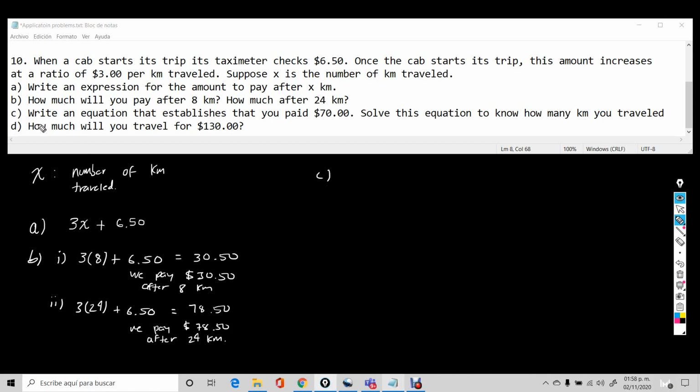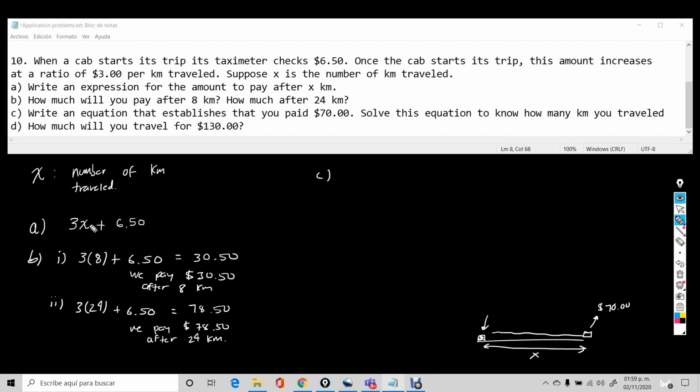Task C. Write an equation that establishes that you paid $70. Solve this equation to know how many kilometers you traveled. Okay, so let's suppose this, guys. Basically, you take the cab, and then you travel, and after you get out of the cab, the taxi driver tells you that you owe him $70, okay? So basically, task C is telling you, suppose this is the scenario that you're facing, and find out how many kilometers you traveled.